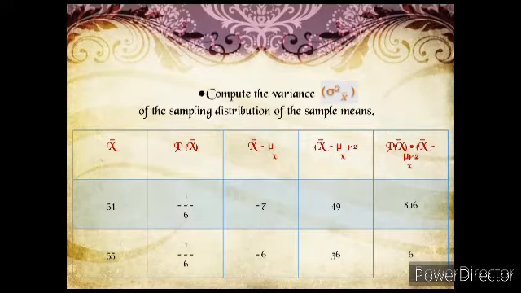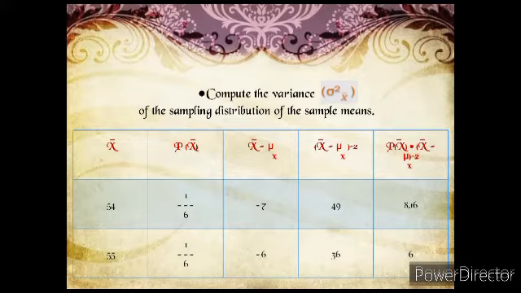So, after computing the mean of the sampling distribution of the sample means, let's now compute the variance of the sampling distribution of the sample means. In this table, there are 5 columns. The first column contains the sample mean. The second column contains the probability. The third column contains the sample mean minus the mean of the sampling distribution. The fourth column contains the sample mean minus the mean of the sampling distribution squared, while the last column contains the probability multiplied by the sample mean minus the mean of the sampling distribution squared.